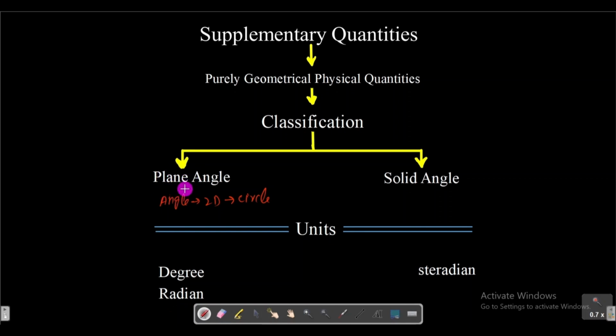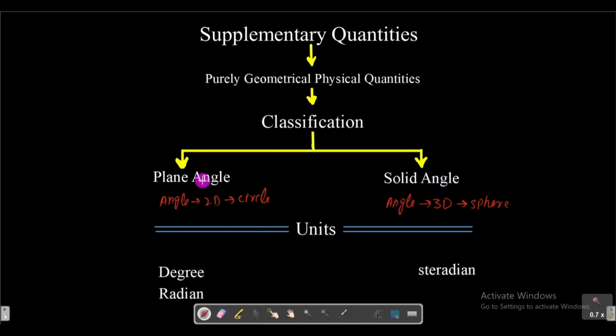So here is the plane angle and this is the solid angle. Solid angle is actually the angle which is made in 3D, such as in a sphere. So in this geometrical physical quantity, we will discuss the sphere and how to measure the angle in the sphere.